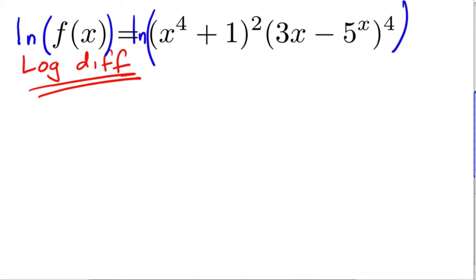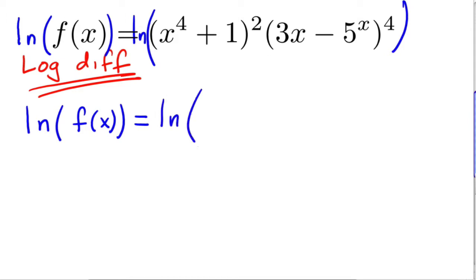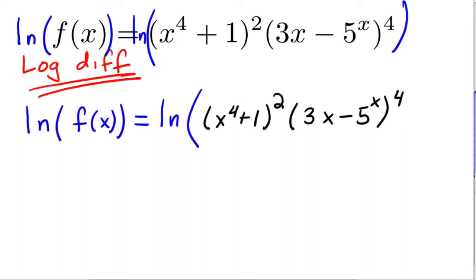And so here on the left side, I'm going to have natural log of f of x. And then on the right side, I have natural log of, let me use the same color here, (x to the fourth plus 1) squared times (3x minus 5 to the x) all to the fourth.